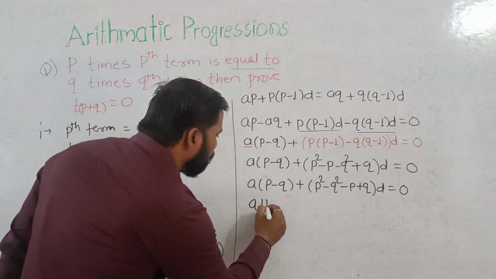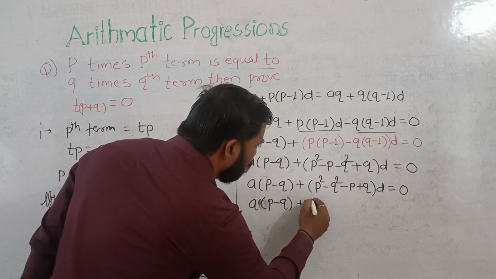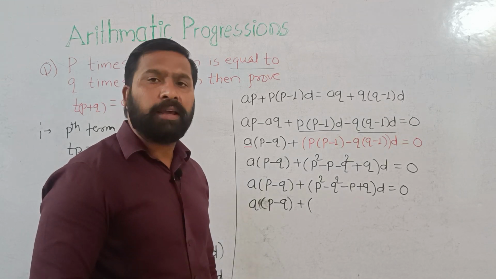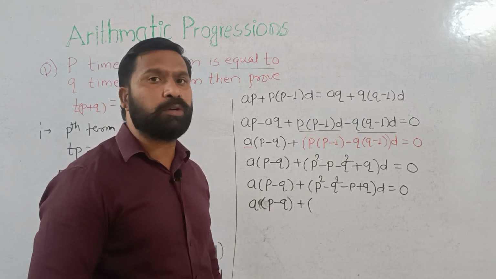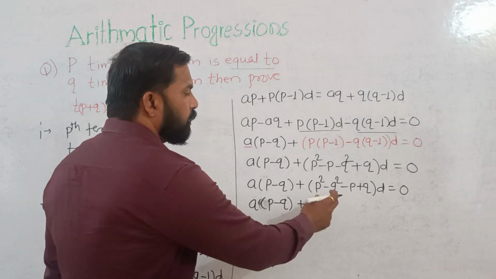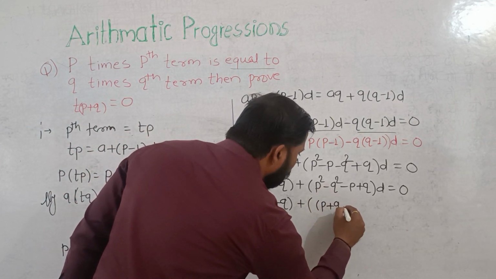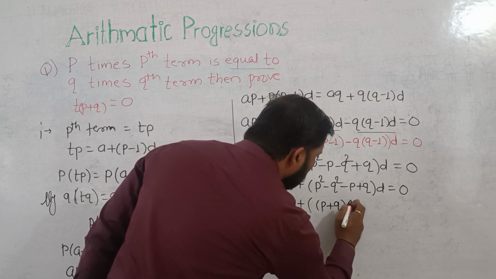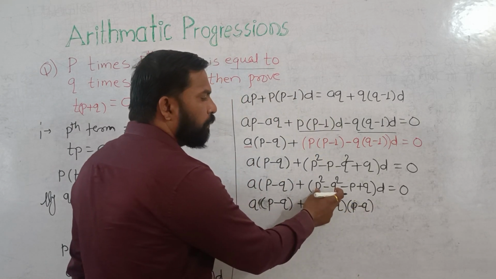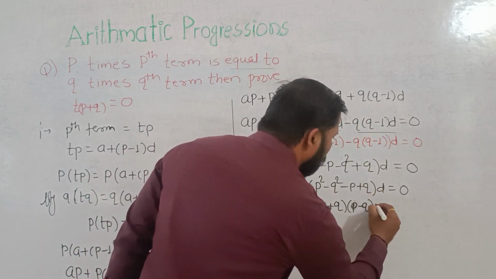As it is, P minus Q, no change in it right now. P square minus Q square: as you know the identity, A square minus B square can also be written as A plus B, A minus B. So the same thing I am doing with this one. I have written P square minus Q square as P plus Q, P minus Q.